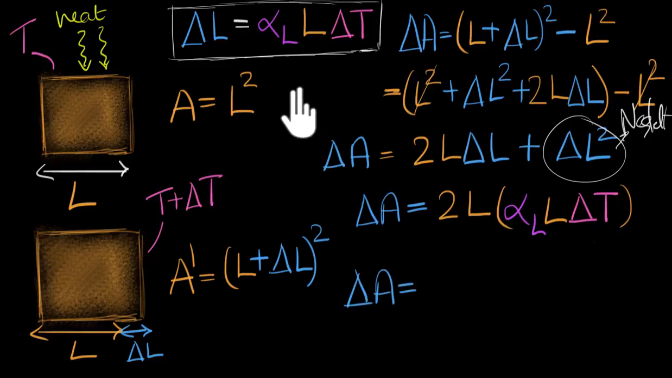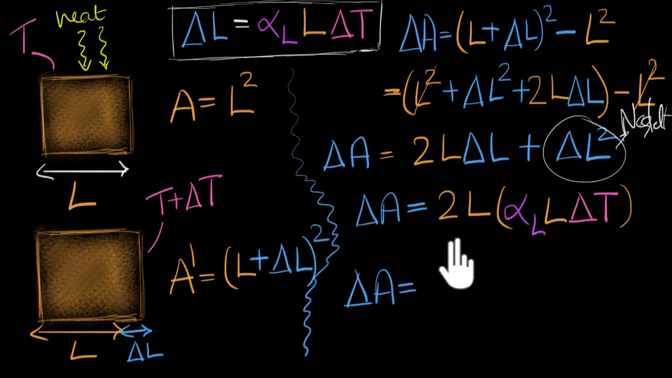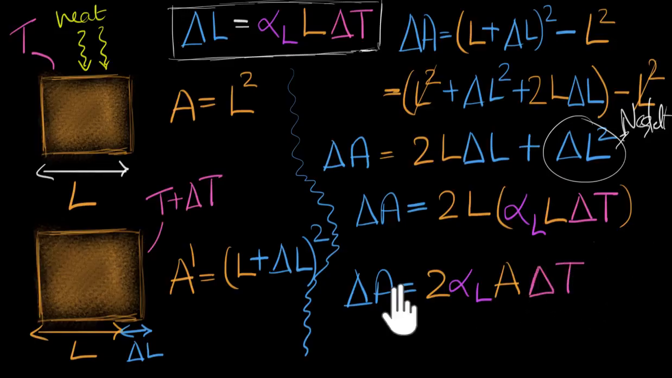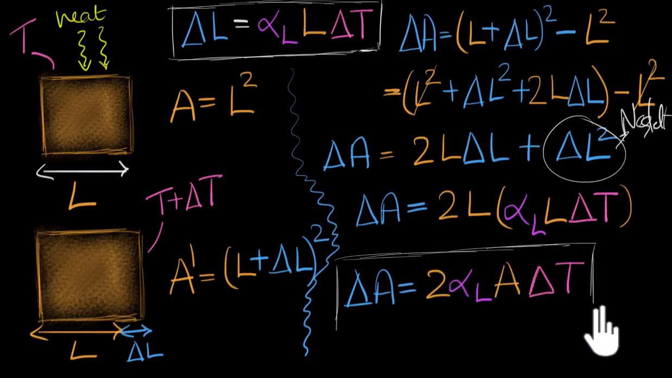We end up with, let me just put a division over here. All right. So what we end up with is we get 2 alpha L, let's write that first, 2 alpha L times L squared. Oh, what's L squared? Oh, that's the area, that's the initial area. So that's just A times delta T. And let's go ahead and box this because I think we have simplified this as much as possible.